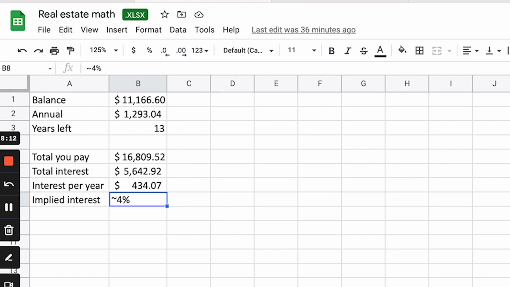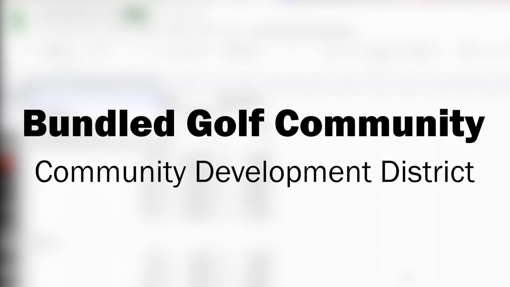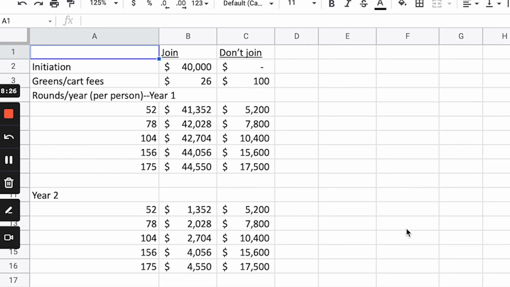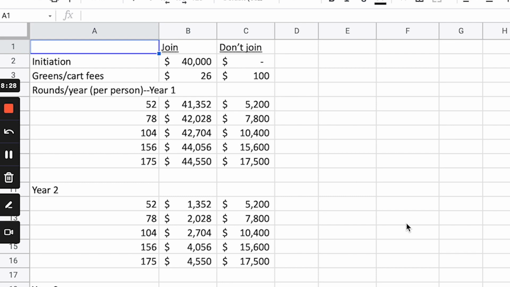That brings us to the last of the real estate math categories that I wanted to discuss today, and that's the decision whether or not to join a golf community, or as the case may be, to buy in a bundled golf community, for example. Plunking down that initiation fee can hurt, but really, what are the costs over time? Taking a look at that.